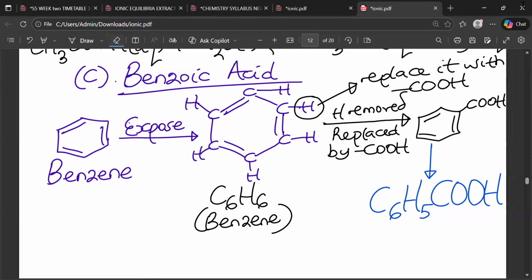I don't know if people get that structure. Do people get this structure?